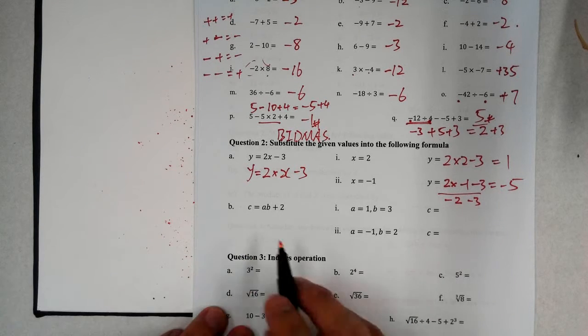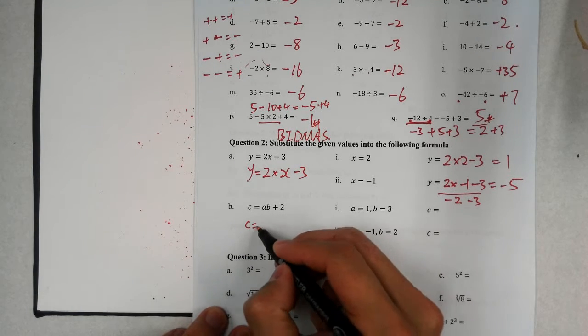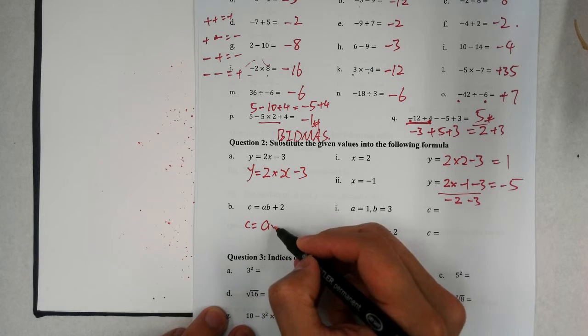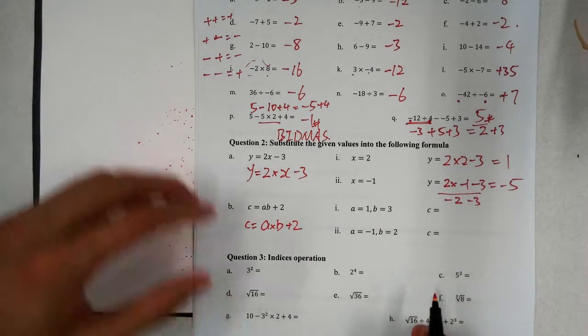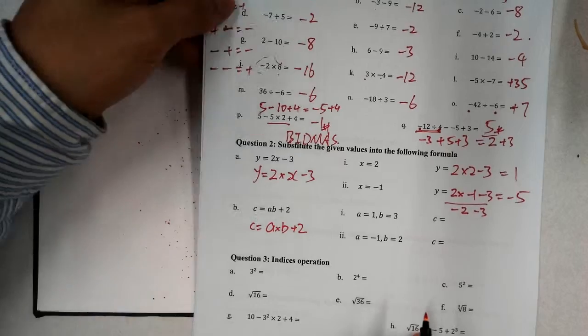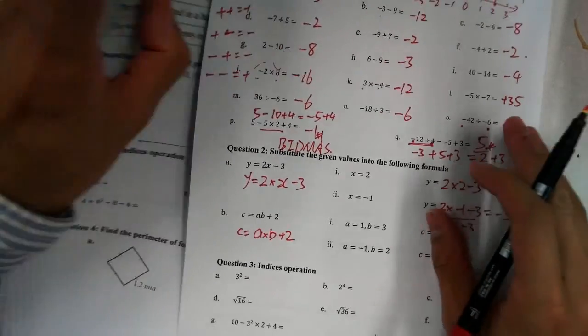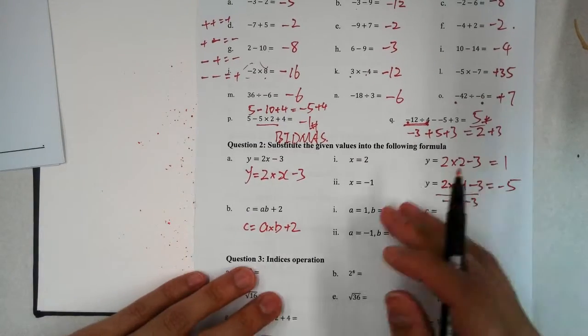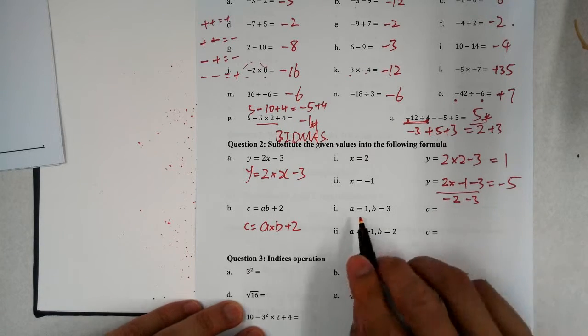And then question B will be similar. C is equal to AB. AB means A times B, and then plus 2. We just copy it, and what you do is you substitute A times B.